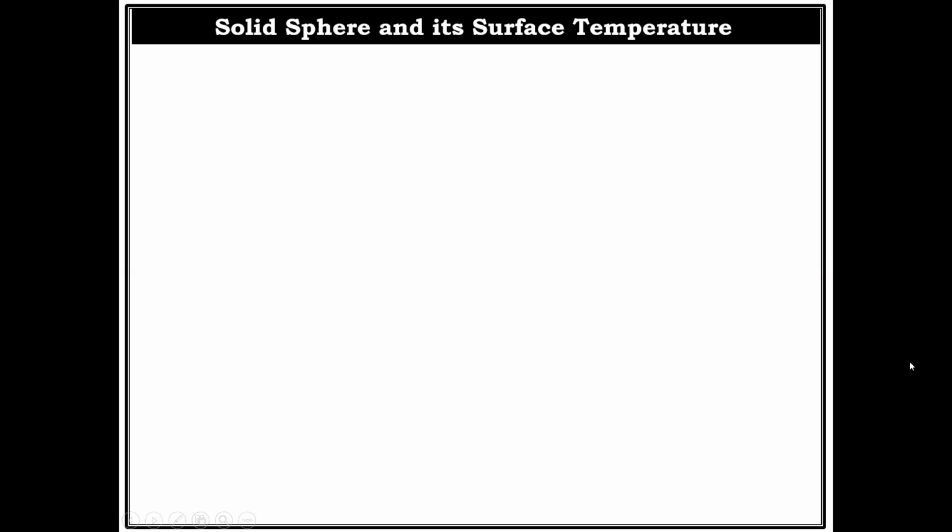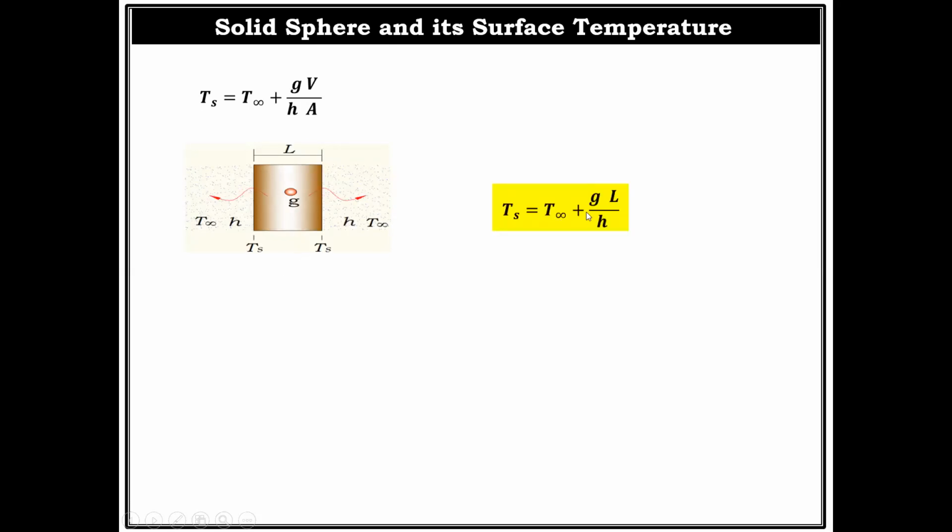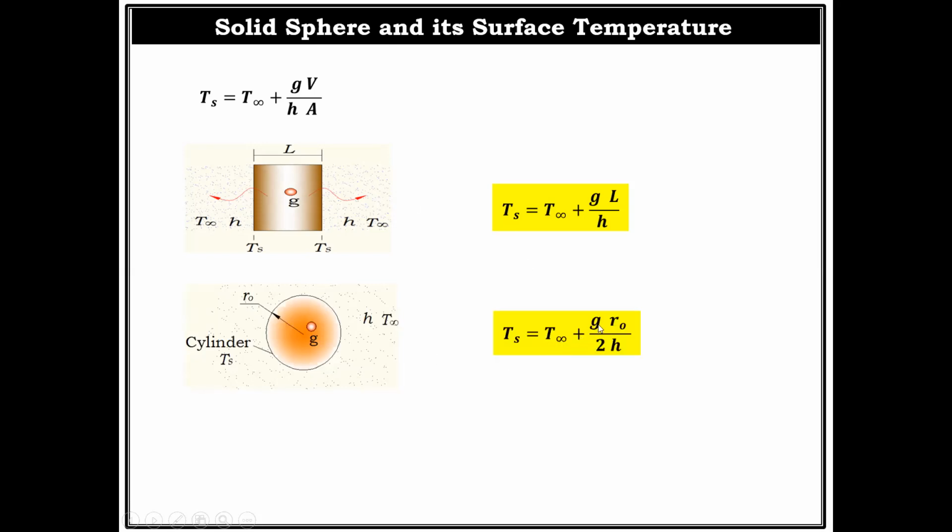As per syllabus, we will talk about only three geometries: plane wall, cylinder and sphere. Now this is our general equation. Surface temperature for any solid is T infinity plus GV upon HA, where A is the surface area. When we talk about a plane wall, our equation becomes Ts equals T infinity plus GL upon H. And what is this L? L is the thickness of the heat flowing path. Now, when we talk about a cylinder, our equation becomes Ts equals T infinity plus G Rho upon 2H. What is this Rho?